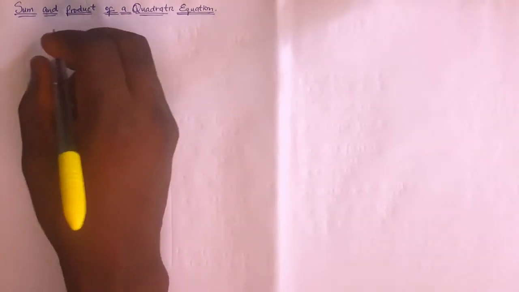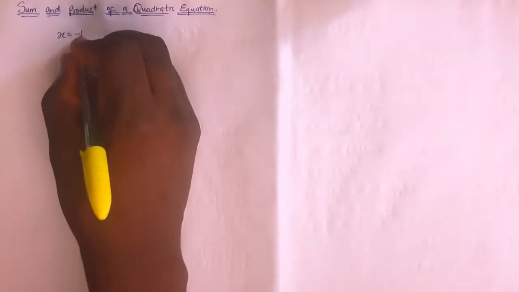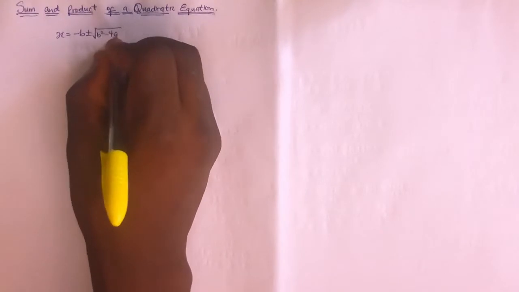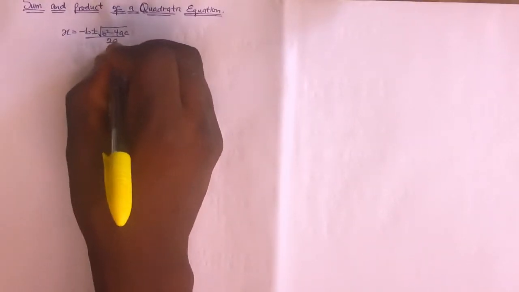Hi friends, in this video I'm going to talk about the sum and also the product of a quadratic equation. Now we can just recall the general formula of a quadratic equation. We know that x equals minus b plus or minus root of b squared minus 4ac all divided by 2a. And I told you guys that a quadratic equation is a polynomial of degree 2, right?